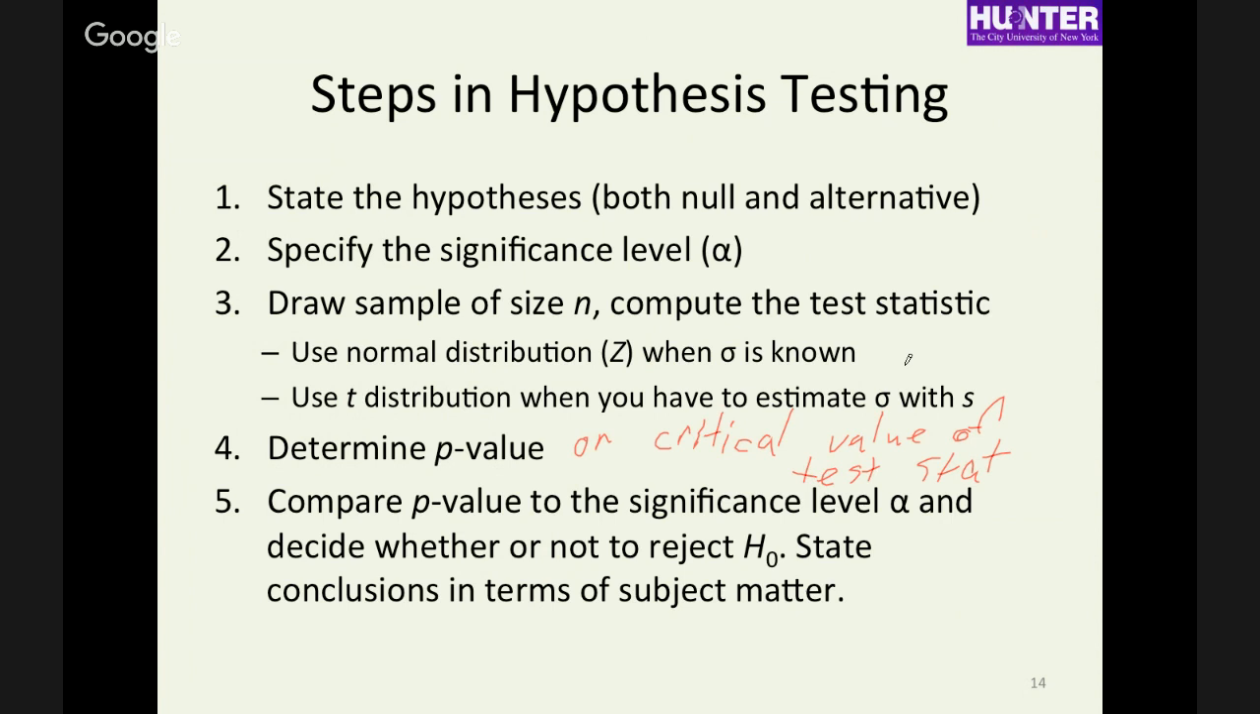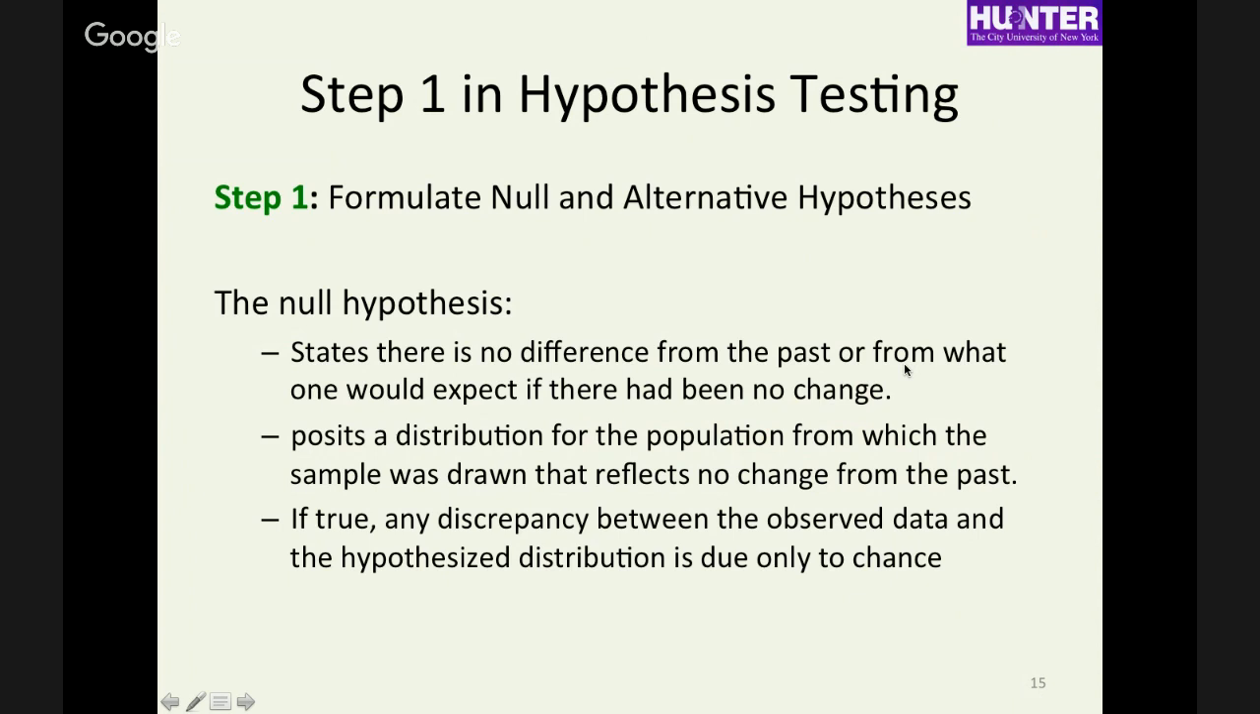And then you compare your p-value to the significance level alpha, or your test statistic to the critical value, and then state whether or not you reject H0 and write down your conclusions in terms of the subject matter. Let's have a little bit more detail about this.